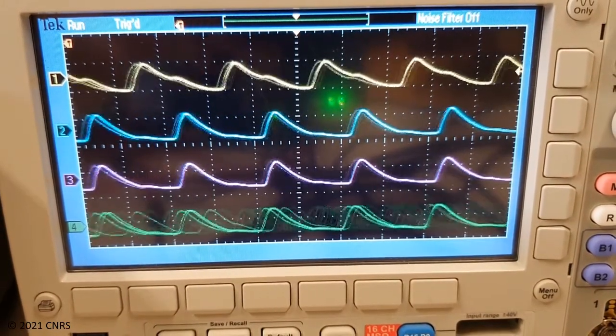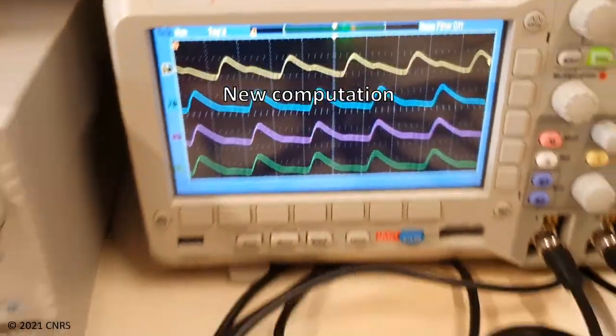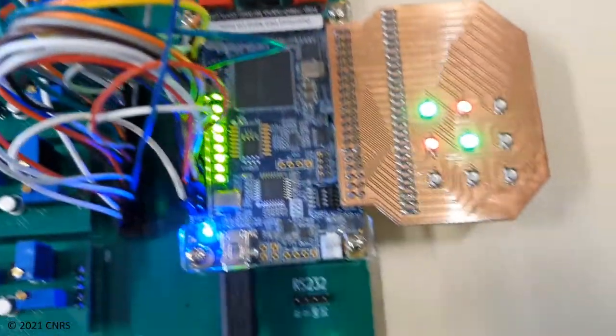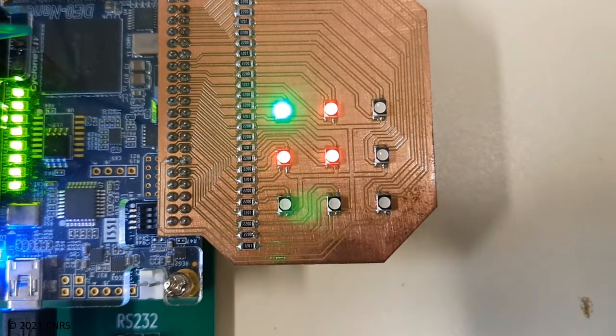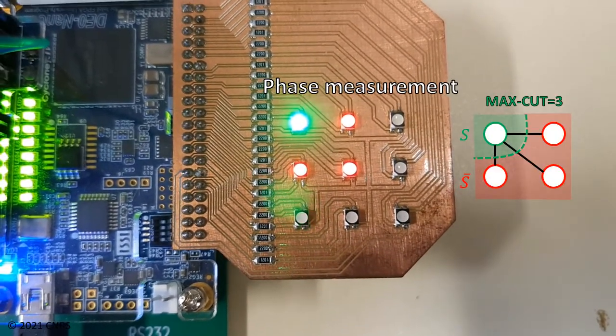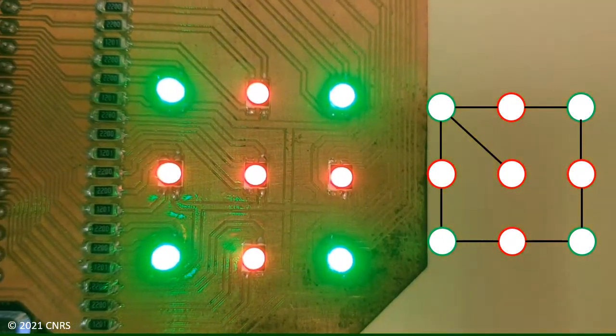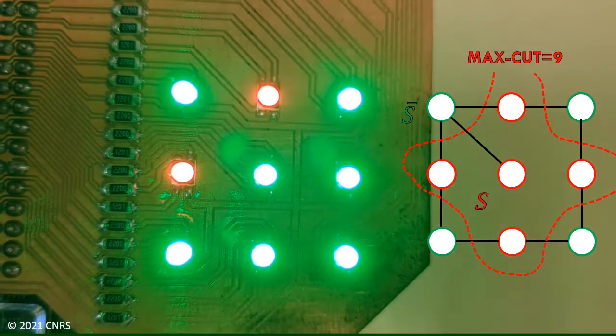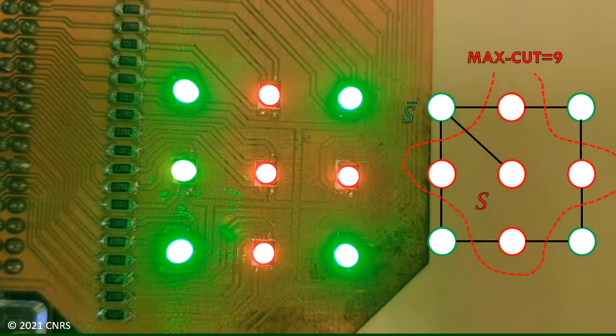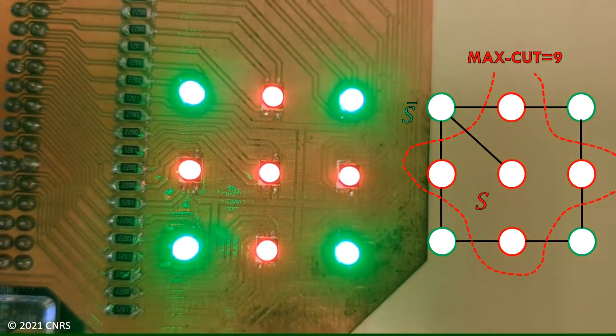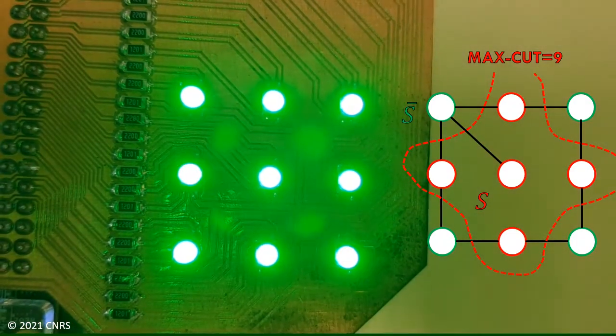Here a new computation occurs. Then we can check the results in real time by looking at the LEDs and by comparing with the graph. Here is another simple example with 9 oscillators. Again, the annealing procedure starts and we can finally measure the phases. We repeat the process so we can visualize in real time several computations.